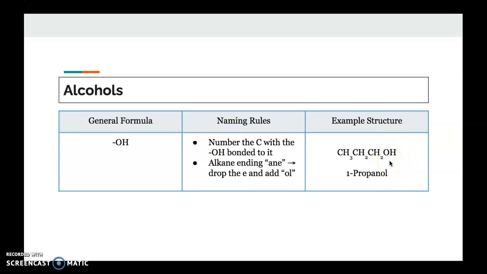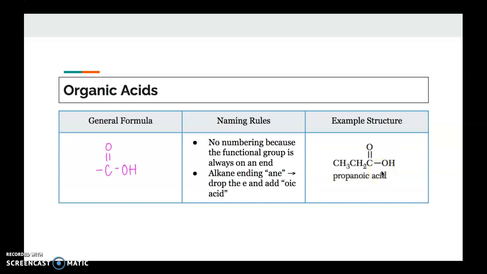Then we need to number that OH group where it's found. So we can go 1, 2, 3, so be on the third carbon, or we can go right to left and do 1, 2, 3, so be on the first carbon. So we choose the lower numbering there. So this is 1-propanol.